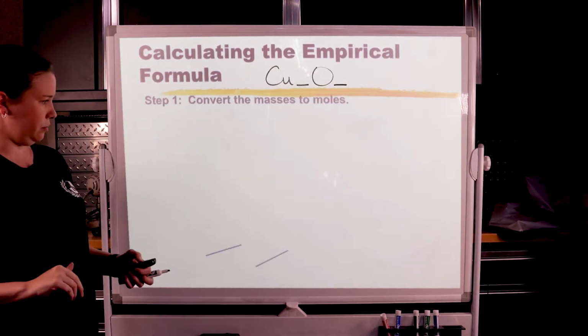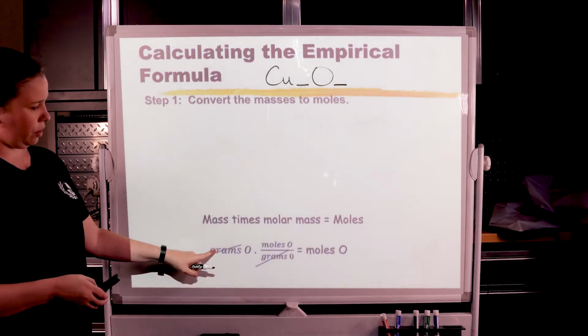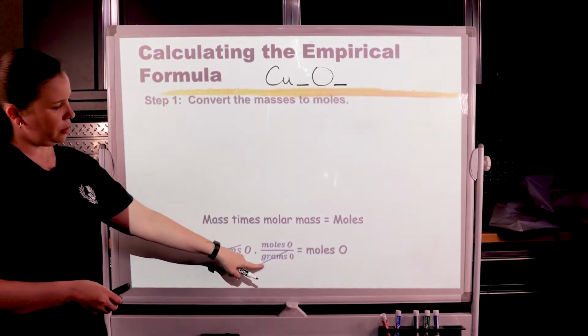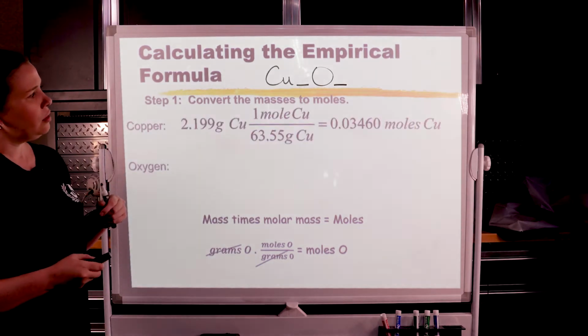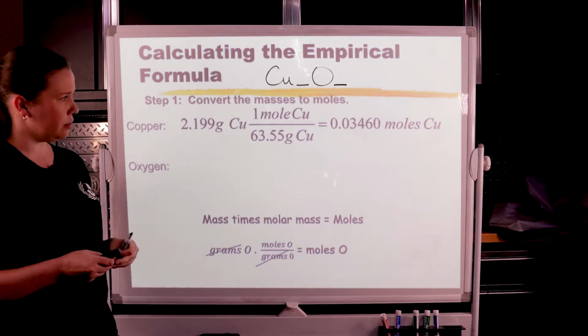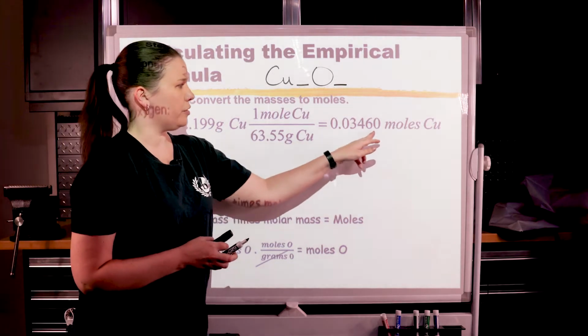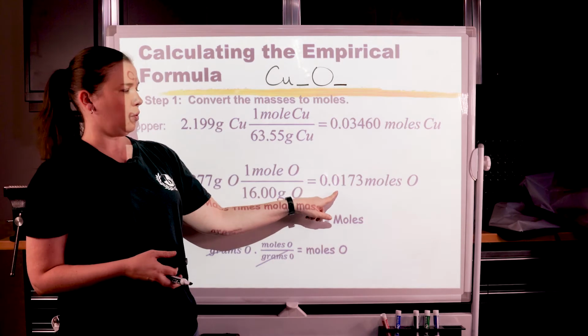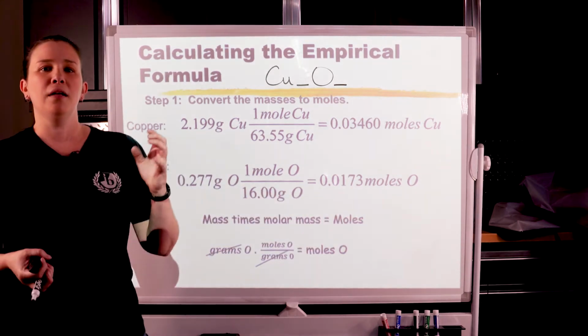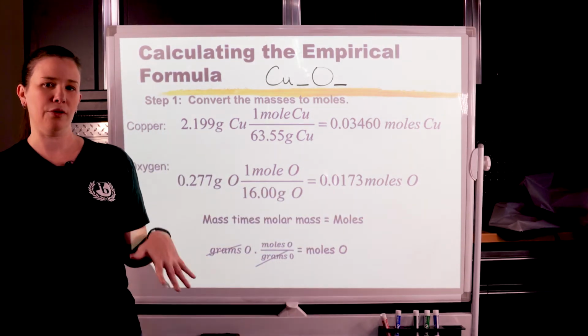The idea here is to take our given grams, divide by the molar mass in order to get into the moles. So for copper, you should get 0.3460 moles, and then for oxygen, 0.0173 moles. Now that I have the number of moles, it's time for our next step.